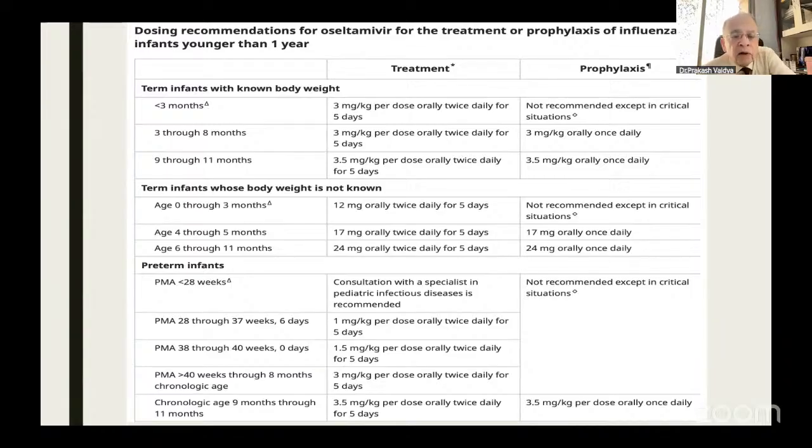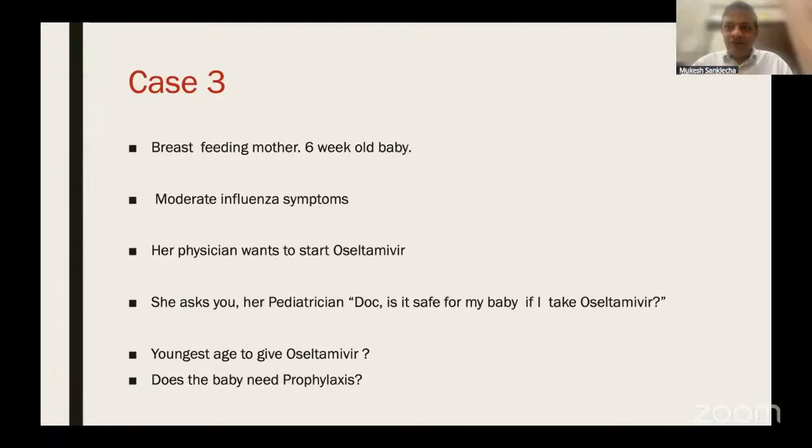Even if you look at the first one, 0 to 3 months, it is not recommended but can be recommended in critical situations. So if the clinician deems that the child is critically sick, he would not withhold oseltamivir even in a preterm and a very young infant, right? Fair enough. So for the youngest age, there is really no issue.